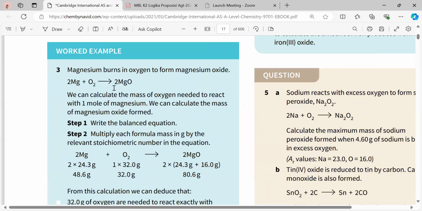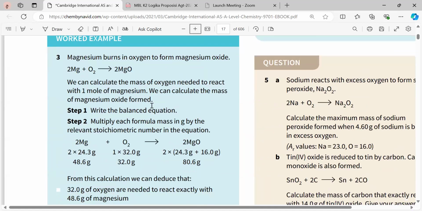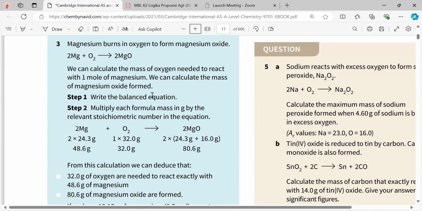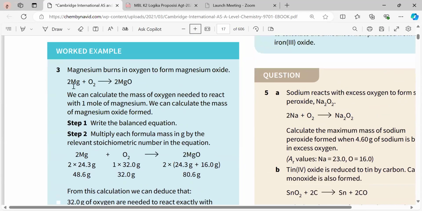At number 3, magnesium burns in oxygen to form magnesium oxide. Here we can see that this equation is pretty much balanced. On the left, there are 2 magnesiums and 2 oxygens. As the result, we have 2 magnesium oxide, with 2 magnesium, and this 2 also means we have 2 oxygen. Hence, this equation is balanced.